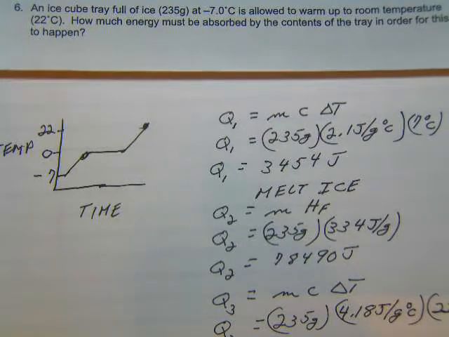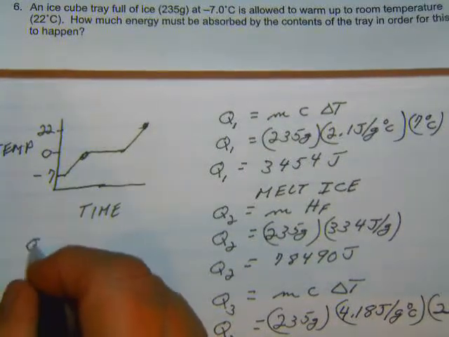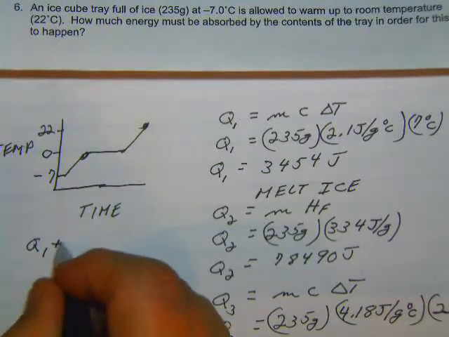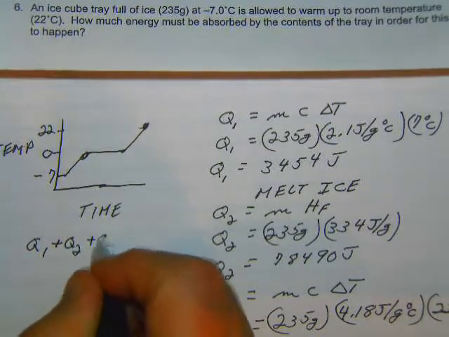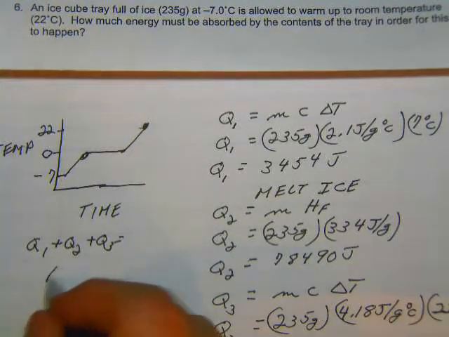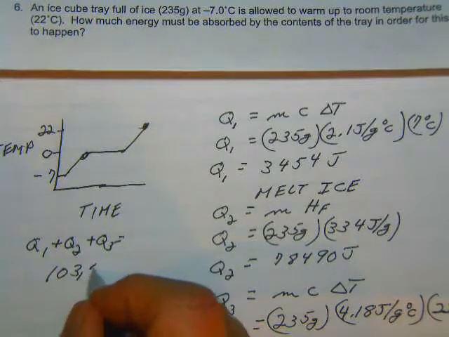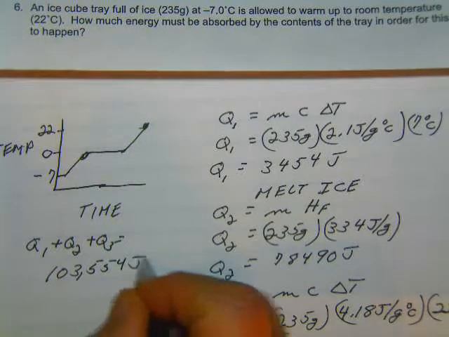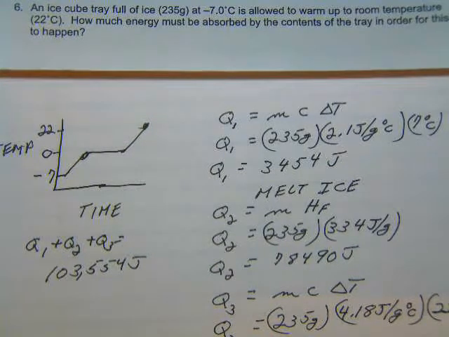Well, let's go ahead and add Q1 plus Q2 plus Q3. And if we add all those together, if my math is right, it's 103,554 joules. So that's problem 6. So that leaves us with one more problem to do. And let's look at problem 7. Get a piece of paper in here so we can work.